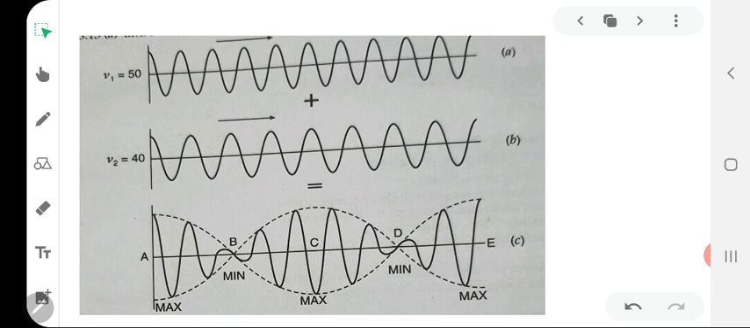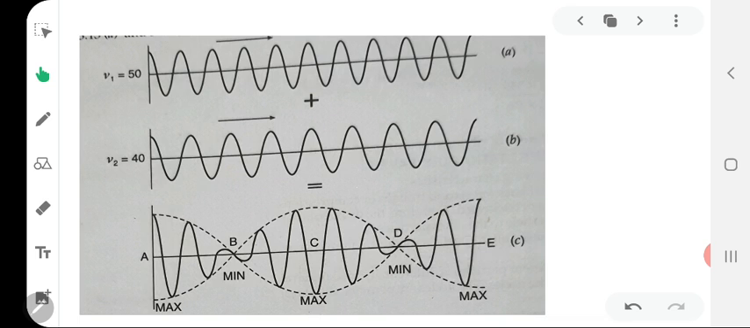So let's figure out how beats are formed. Let's first of all try to understand the formation of beats through the graphical method. Let us consider two trains of harmonic waves of slightly different frequencies, or of slightly different wavelengths, traveling in a medium. Suppose the two waves are of frequencies 50 Hz and 40 Hz respectively, and their amplitudes are equal.